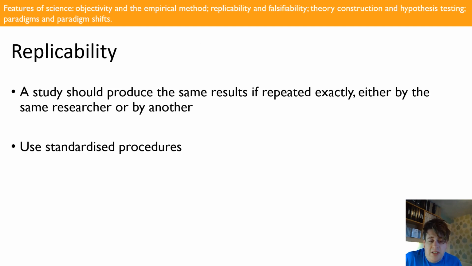In terms of replicability, it's like what I said, we should be able to get exactly the same results if we repeat exactly the same experiment, whether that's the same researcher or a different researcher. So that's why we need to make sure we've got standardized procedures. We need to make sure that when we are writing our variables, when we're writing how we're controlling our extraneous variables, we should be writing these in an operationalized way. So for example, not just saying energy drink, we should be saying how much of that energy drink, what brand of energy drink that person will be taking.